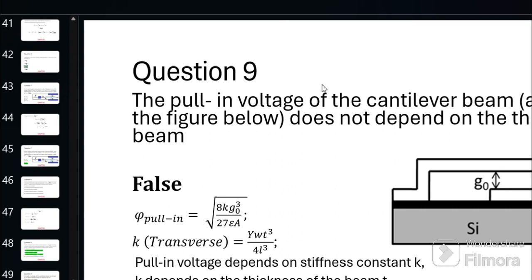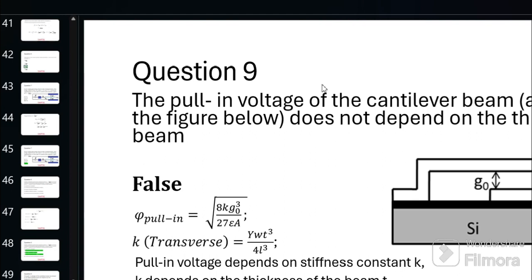Basically we have the pull-in voltage equation. In that we have to find the equivalent stiffness of the beam, which is obviously dependent on the thickness of the beam. So it will come into effect while finding the pull-in voltage. So that's a false statement.